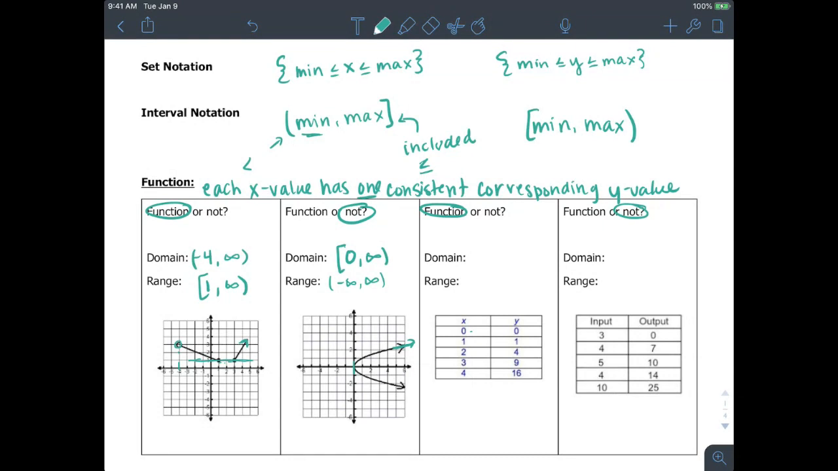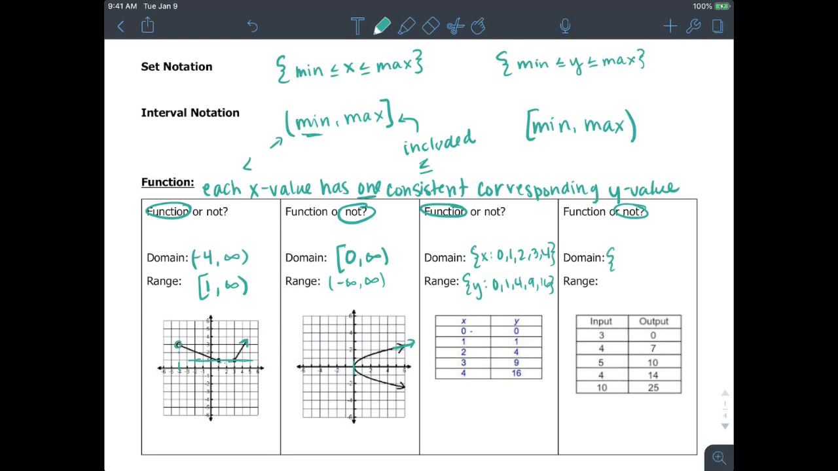Okay, the domain for a set of table values looks like this. You put a bracket, which means the set, and we just list the x's: 0, 1, 2, 3, and 4. The y's, so this tells me the set of y is 0, 1, 4, 9, and 16.